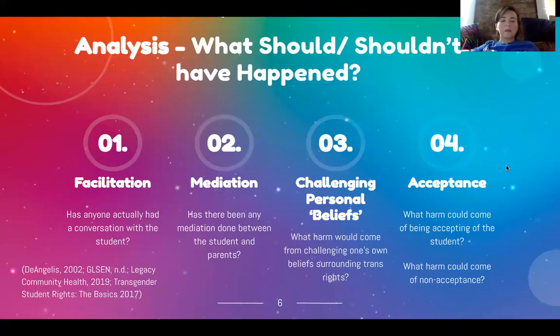So here I have 4 points to my analysis: what shouldn't have happened during this case study. Number one is facilitation. Has anybody actually decided that they need to sit down specifically with the student when they're not, quote unquote, getting in trouble and have a conversation with this individual about why they're doing the things they're doing? And just how did they come to this conclusion, besides, oh yeah, it's just a joke, I was just trying to stir things up?